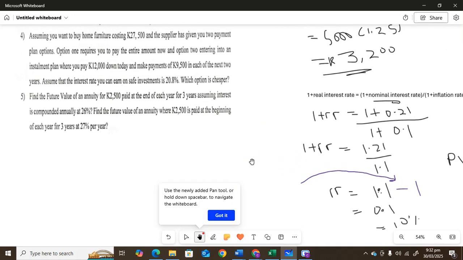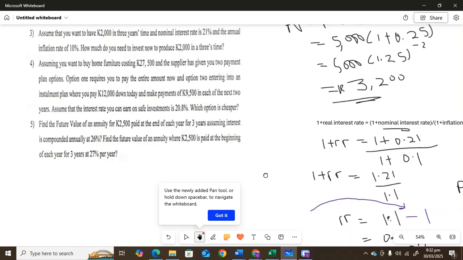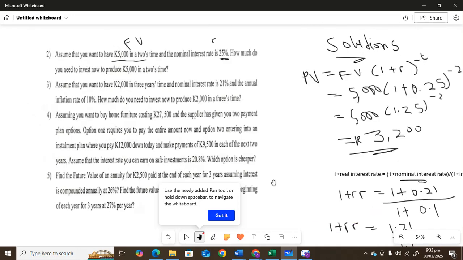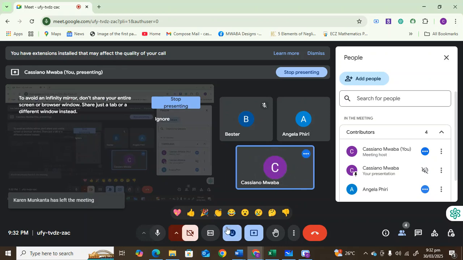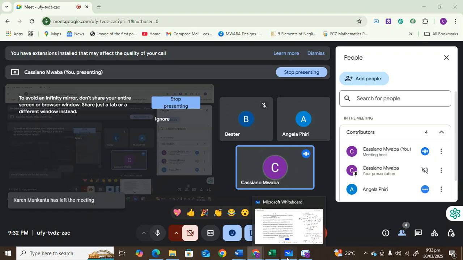Now, as I say, this topic is a very practical topic. Just the way we're finding out the answers for these questions, even businesses can find out, if we invest our money here, where there will be an interest, how much are we going to have after this number of years? How much do we need to put in? This also helps businesses with planning and making decisions.